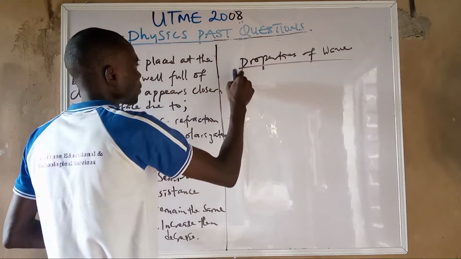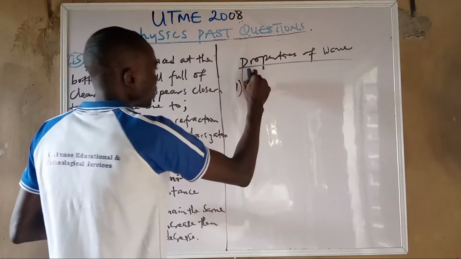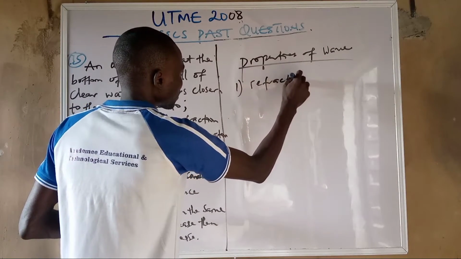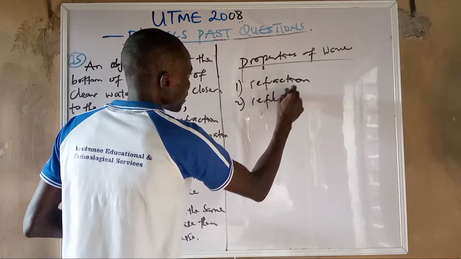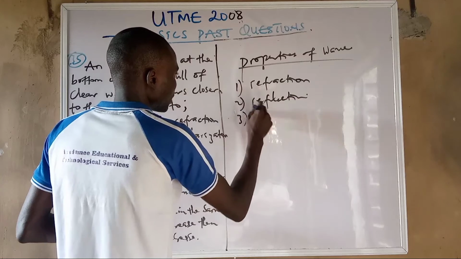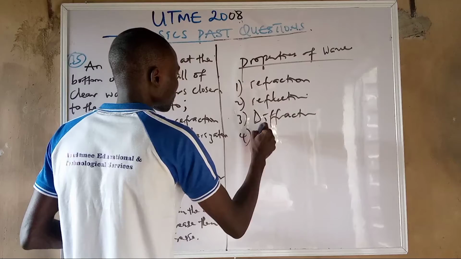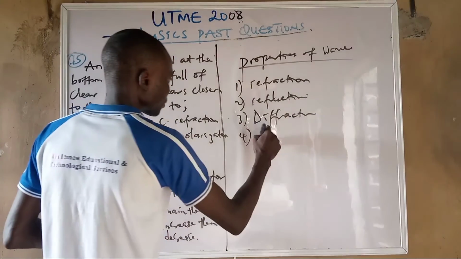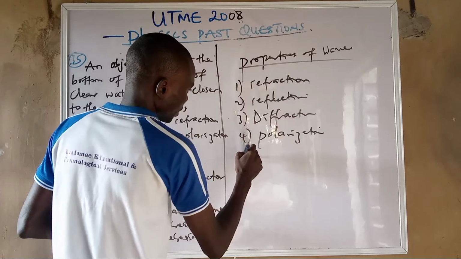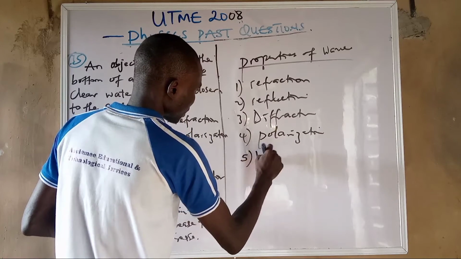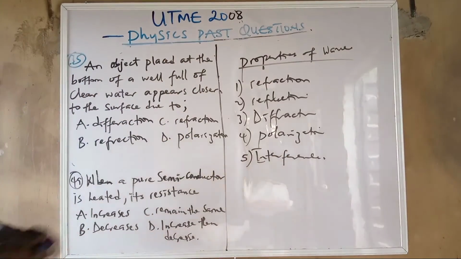Don't forget, we have 5 of them. We have refraction, reflection, diffraction, polarization, and interference.